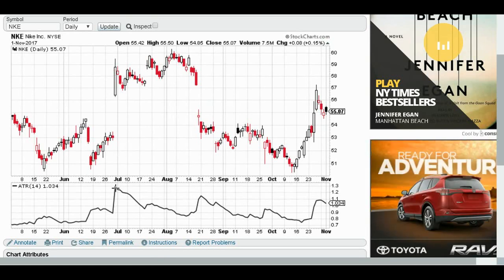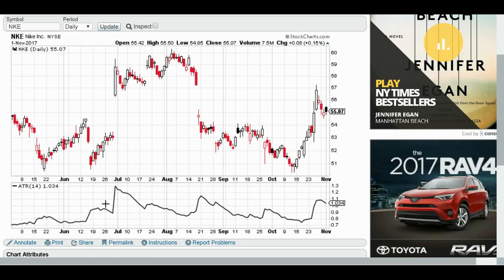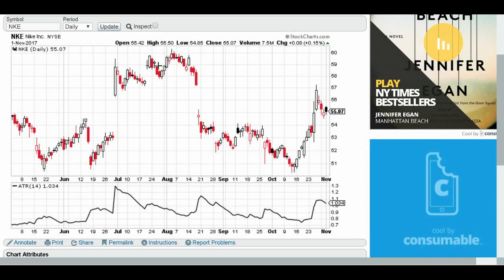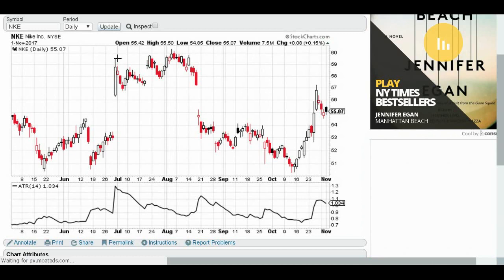So you can sell a call option in that case. If you decided, okay, when the average true range gets almost up to the top, I can fade the move again. And so it reached around, let's say, 59 and 50 cents. This is Nike stock, daily candlestick chart.